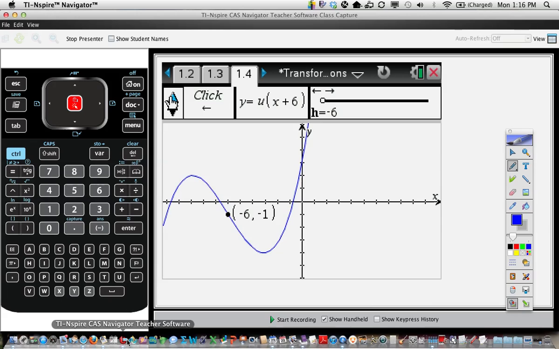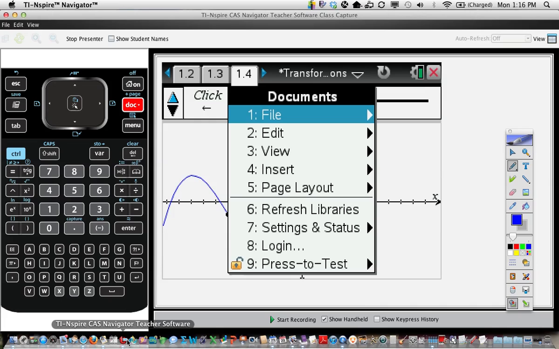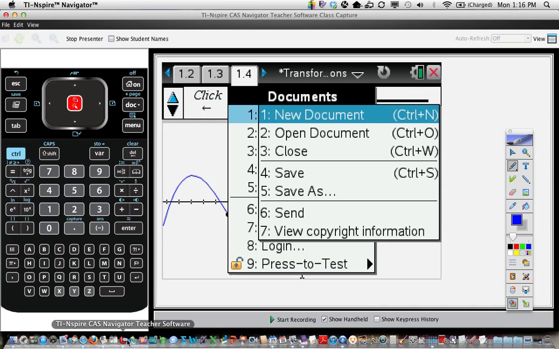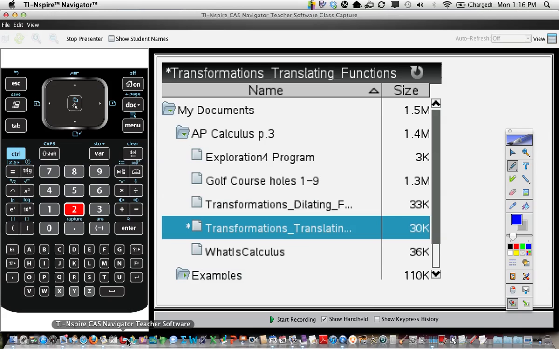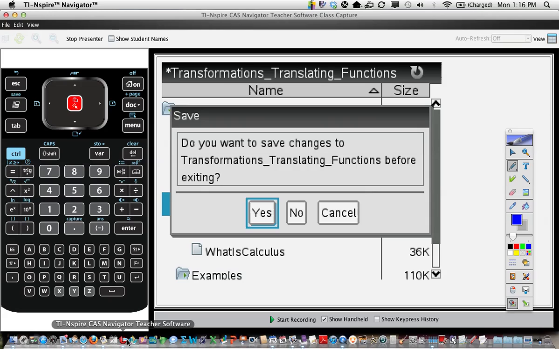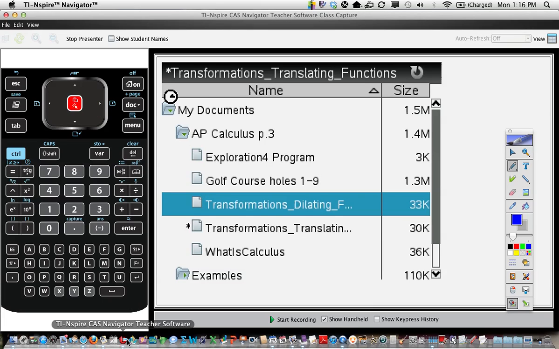So let's go to the doc menu. Go to File. We could have gone Home too, but while we're here, we can go to number 2, Open Document. This is just another way to get to our next document. There we go. Let's grab that one that says Dilate. No, you don't need to save changes. Okay, so that last one was called translations.